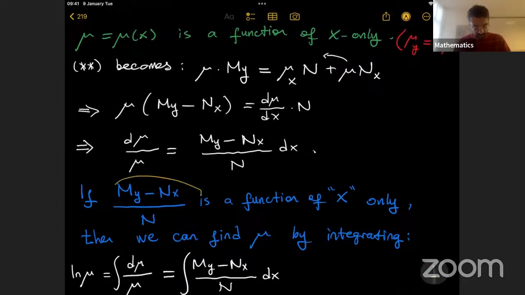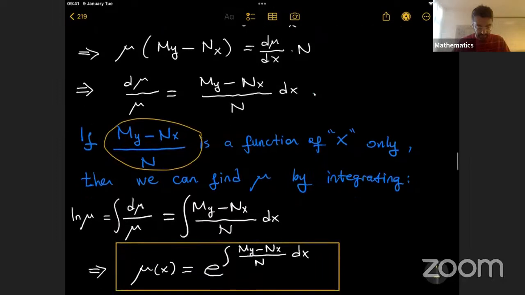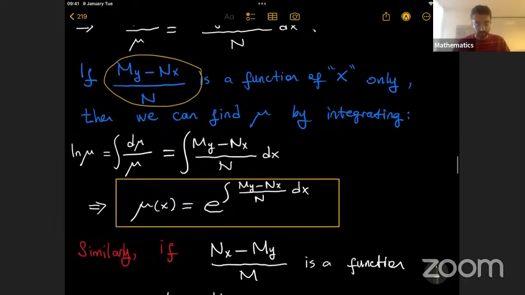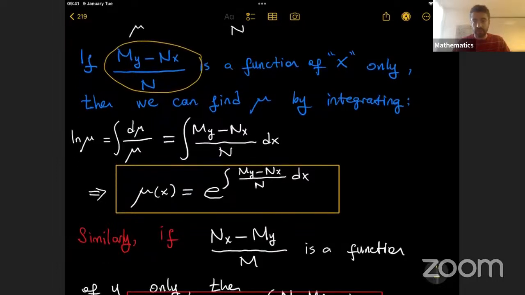So what we do is, let me recall here, if this function is a function of x only, remember M and N are the coefficient functions of the differential equation, and if this ratio is a function of x only, then you can find the integrating factor by this formula here, mu.